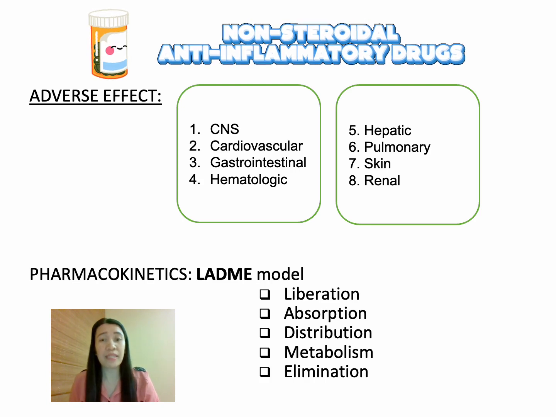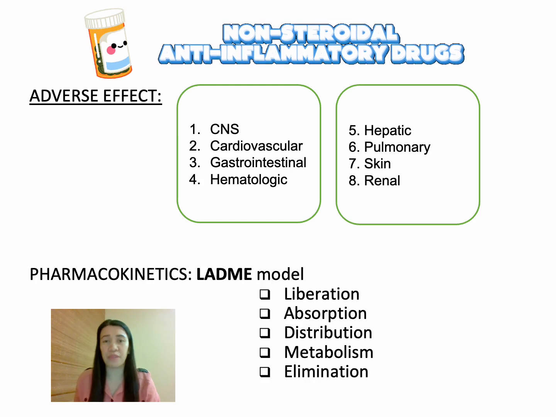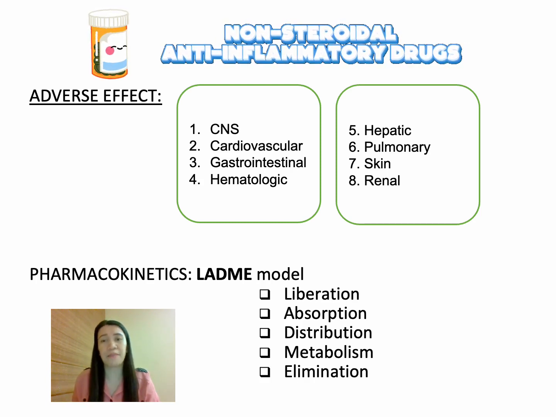For the metabolism, NSAIDs are primarily metabolized in the liver and are excreted via the kidneys, and their excretion can be influenced by factors like renal function. So for patients with impaired kidney function, the elimination may be slower and it may increase the risk of drug accumulation and potential toxicity.